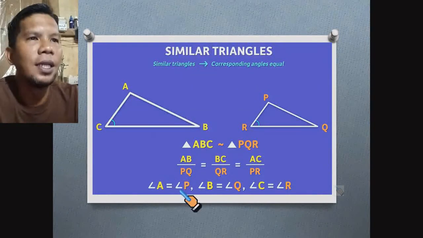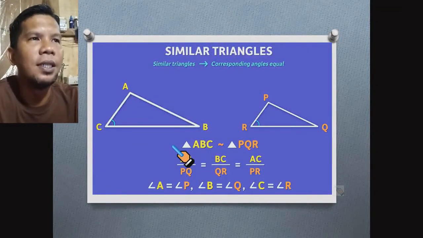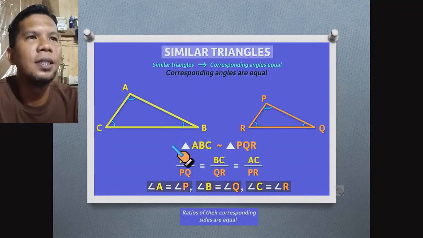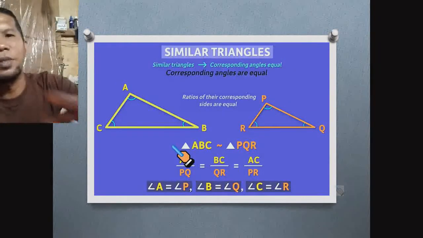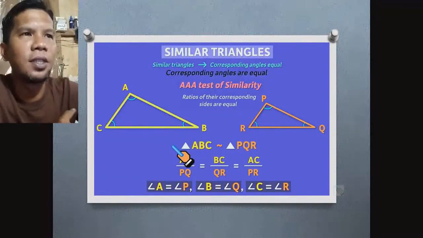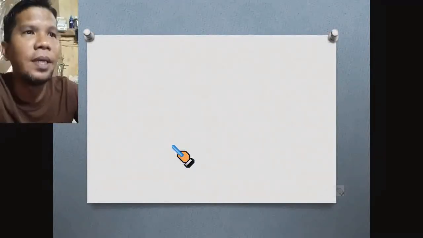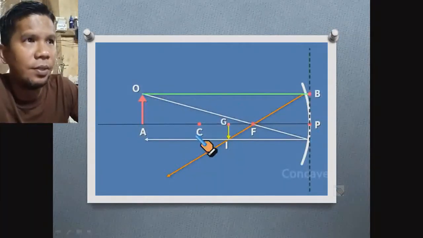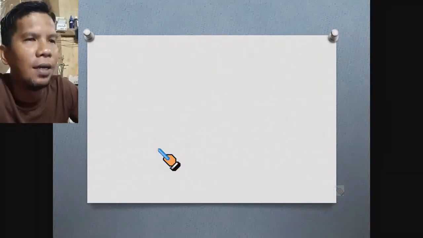Now, similar triangles, dalawa yung klase ng pagpuprove natin. The first one is the angles, corresponding angles are equal. And the second one is the ratios of their corresponding sides are equal. So, ibig sabihin may dalawa tayong klase ng pagtetest. We call that as AAA, test of similarity. Okay. So, tandaan nyo kasi gagamitin natin yan mamaya. Now, note this one. So, this is very clear in this video, no? Ayan. Ang pinapoint dito ay ito.